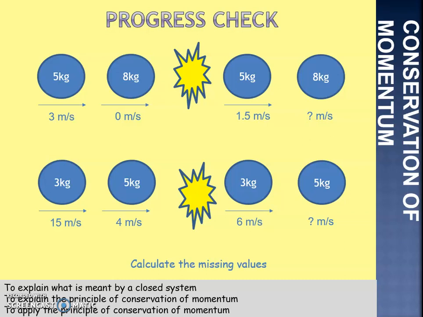Okay, so for the first one, the 8 kilogram mass is moving at 1.07 meters per second. For the bottom one, the 5 kilogram mass is moving at 2 meters per second to the right. Try for these 2. Pause the video and restart when you'd like the answer.